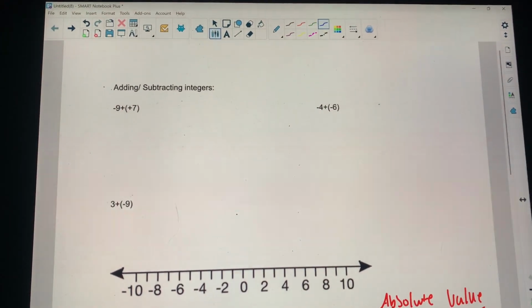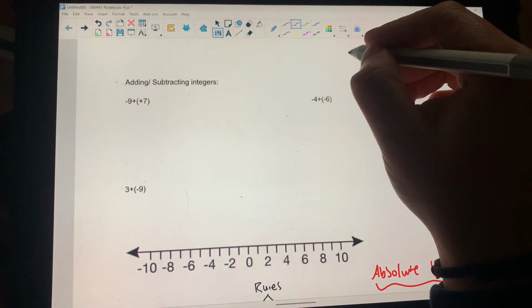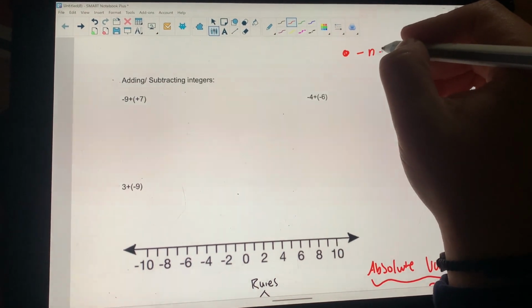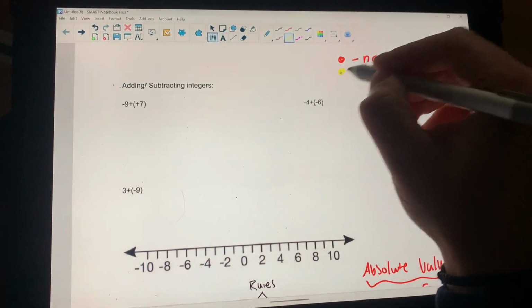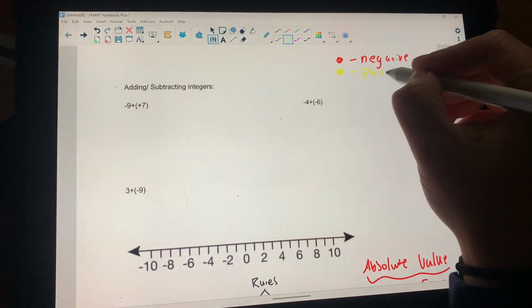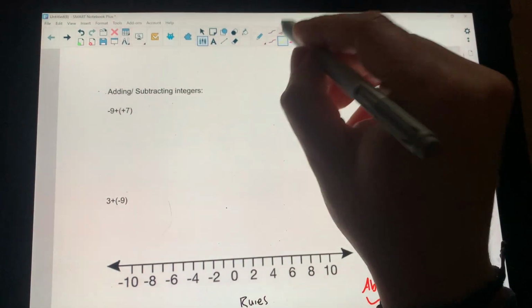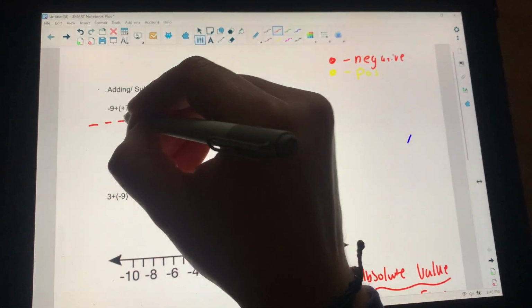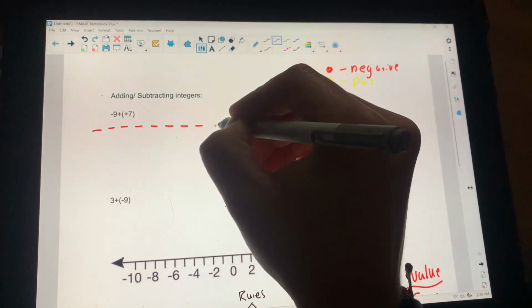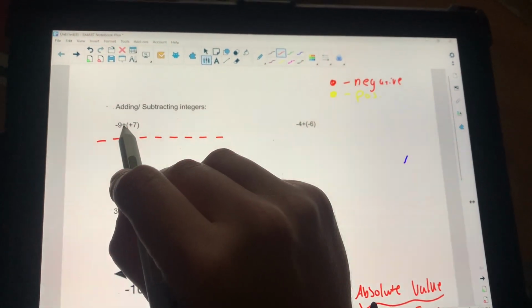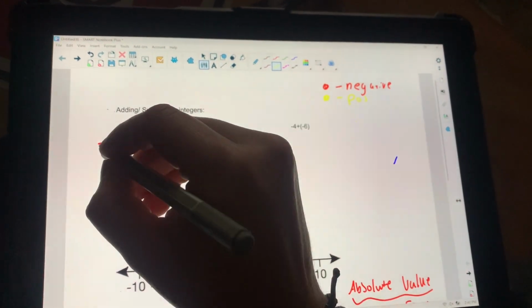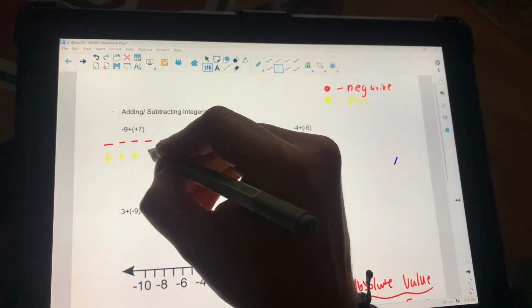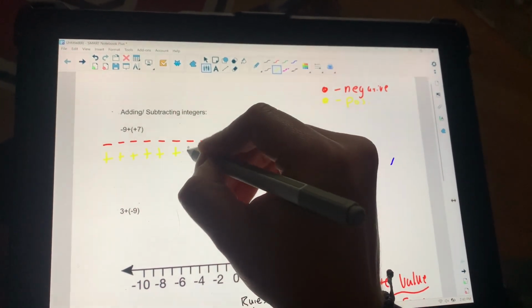Okay, so when we're modeling with chips, red is going to represent negative, and yellow will represent positive in this case. When we're doing this, we look at our first number, -9. That's negative, so I need to write 9 negatives. 1, 2, 3, 4, 5, 6, 7, 8, 9. So -9, we are going to add +7, so we're going to add 7 positives. I'm going to change it to yellow. 1, 2, 3, 4, 5, 6, 7.